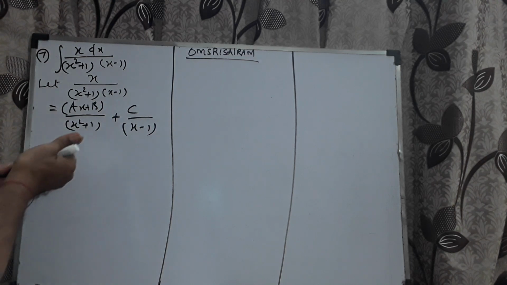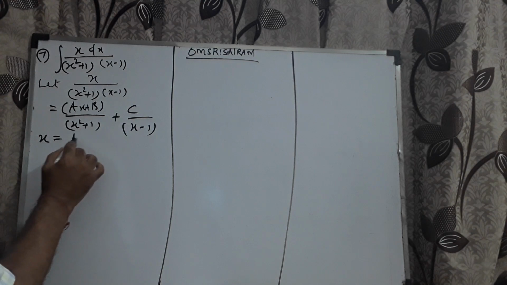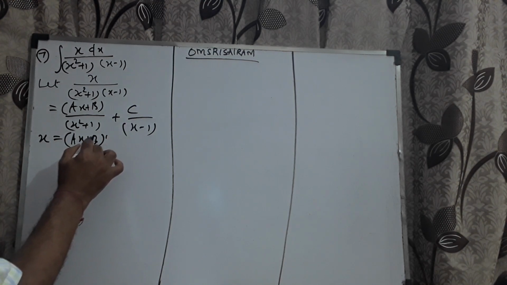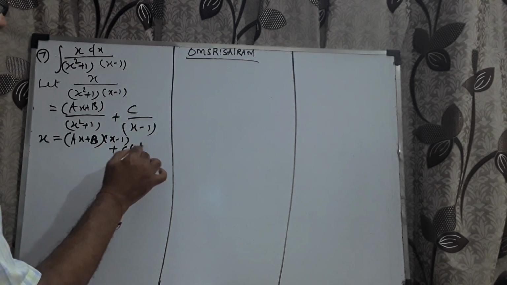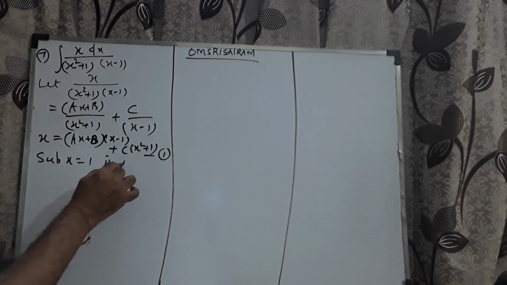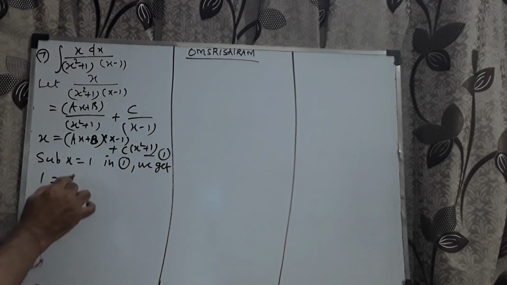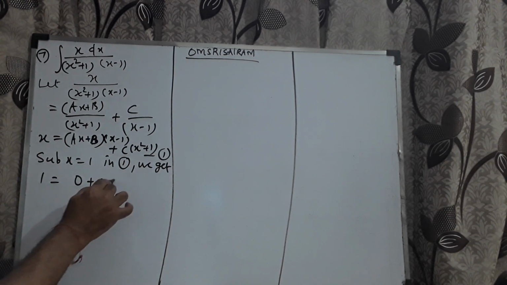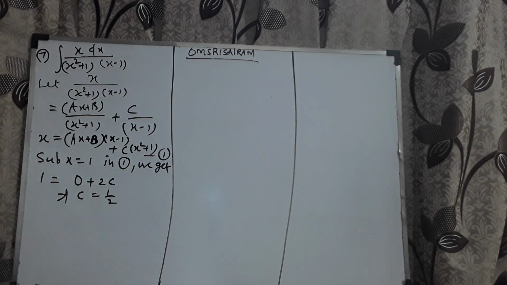Now after taking LCM and cancelling of the denominator, I end up with x is equal to ax plus b into x minus 1 plus c into x square plus 1. Name it as 1. Substitute x equal to 1 in 1. What do I get? 1 is equal to 0 plus 2c, which implies c becomes half.